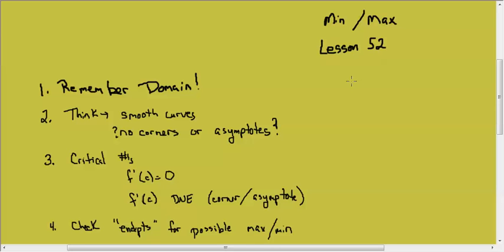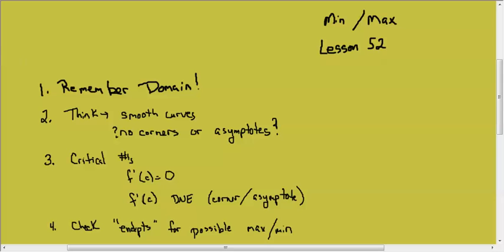Okay, lesson 52, absolute mins and maxes. So we've been doing a lot of problems, writing equations to find volume and area, and now we're going to use those equations and use our first derivative to help us find the maxes and the mins.